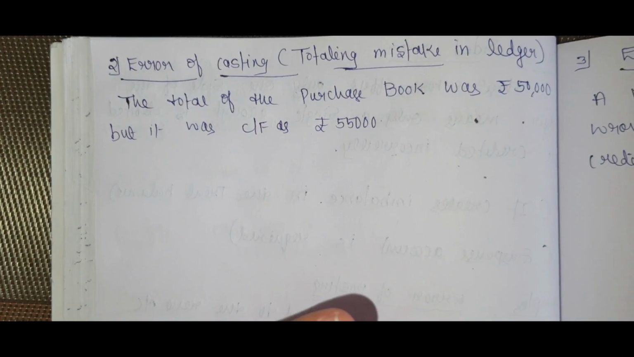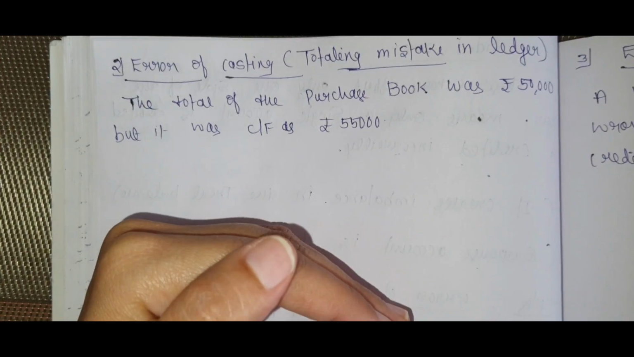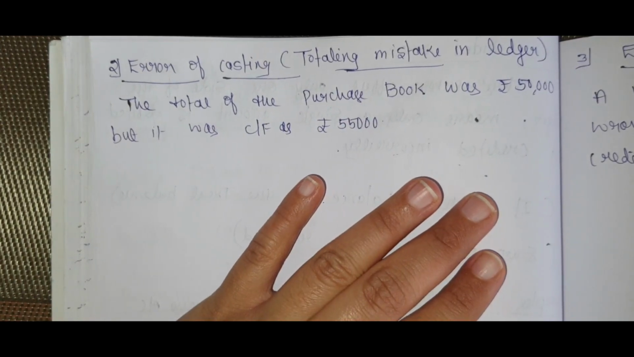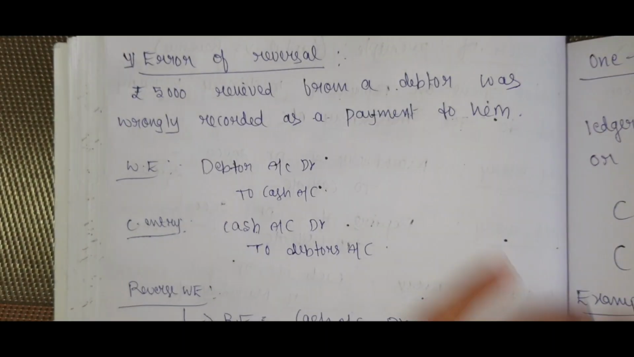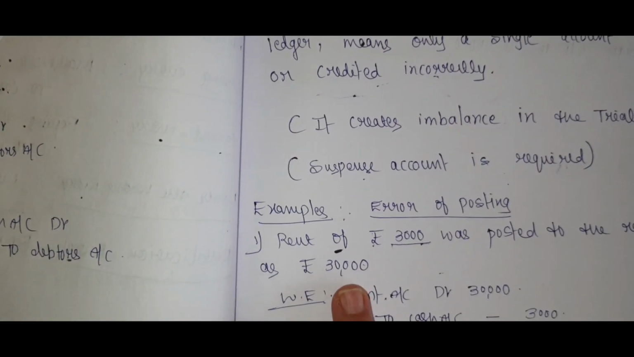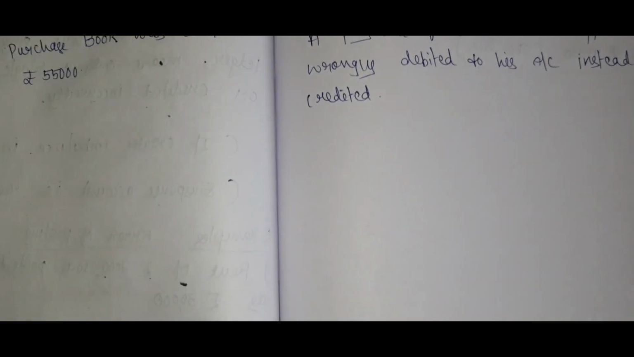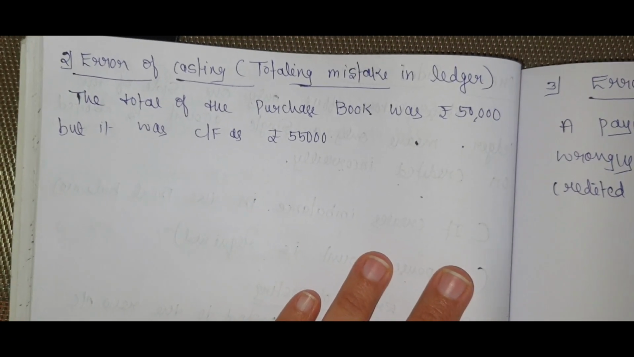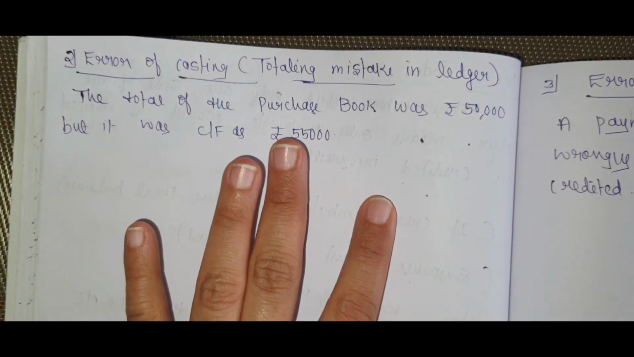To correct it, what do we have to do? We need to reduce the purchase account by rupees 5,000. See, in the first example also, the rent account was overstated, that is, over-debited by rupees 30,000, which means we need to reduce it. Here also the purchase book was overstated. We need to reduce it by using the suspense account.